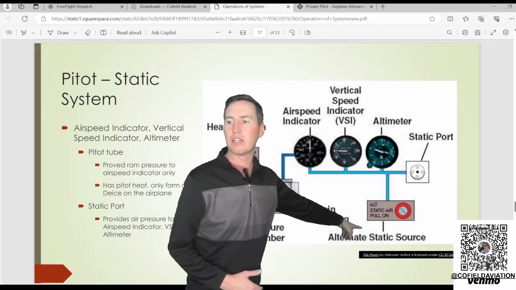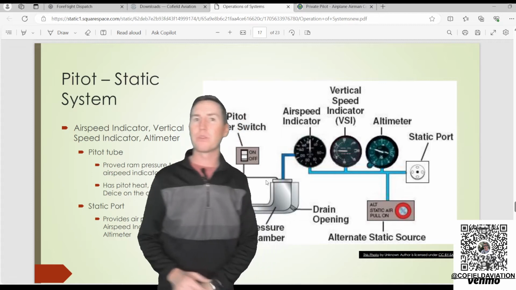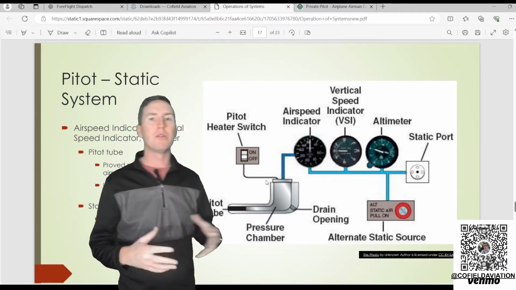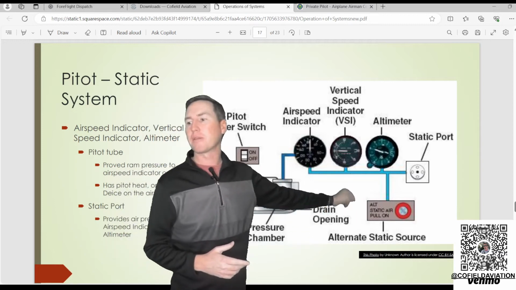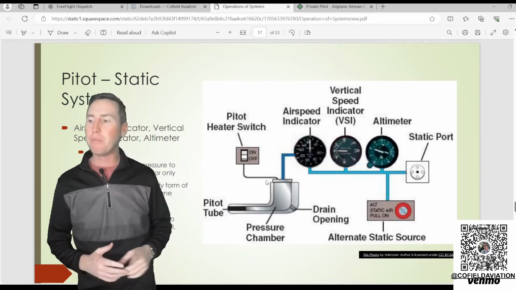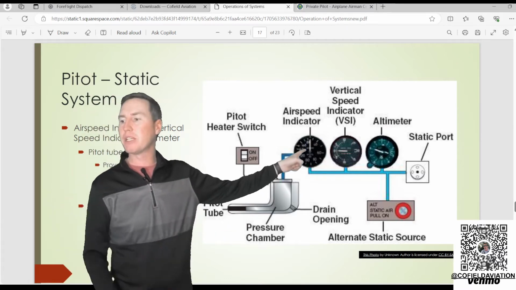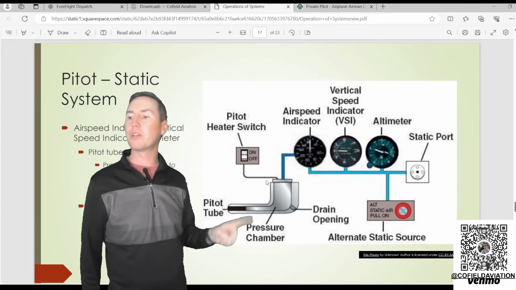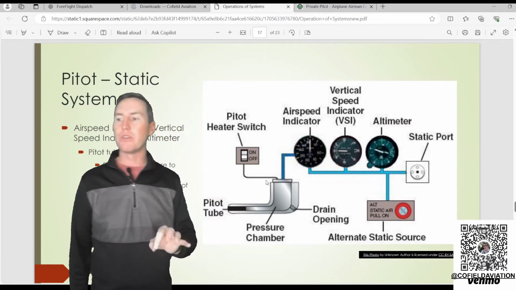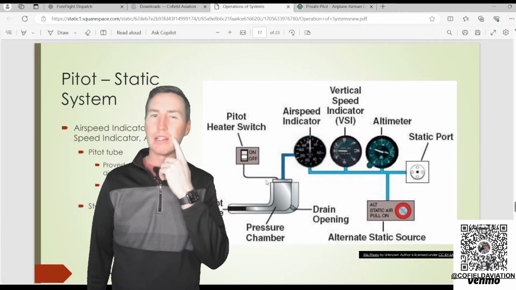If you will here, see there is an alternate static source in our 172 model. So that would be what we would use if our static port was to become clogged. So if you see here, the Pitot tube only sends information to the airspeed indicator. This is going to be important when we talk about the errors associated with the Pitot-static system.